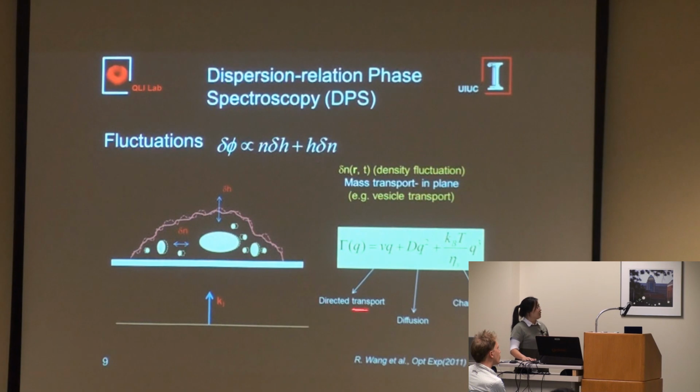And we propose this dispersion relation to describe the mass transport. This dispersion relation has three components: directed motion, diffusion, and traction diffusion. Here, q is the spatial frequency, and gamma is the temporal bandwidth. So directed motion can be described by the first-order term, the quadratic term is for diffusion, and the cubic term for traction diffusion. And we named it dispersion-relation phase spectroscopy.